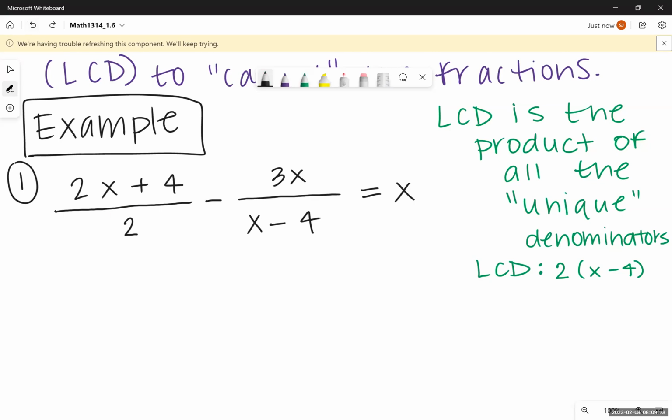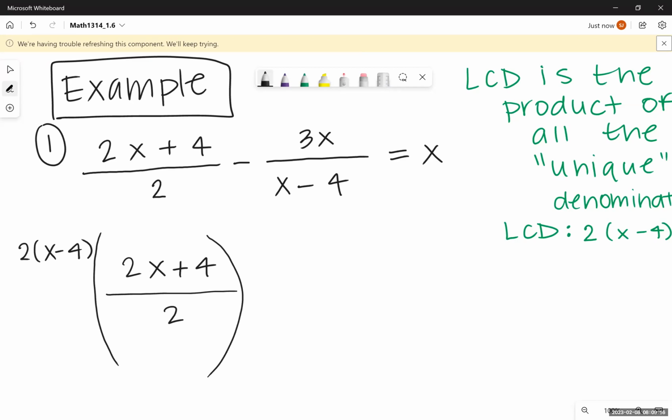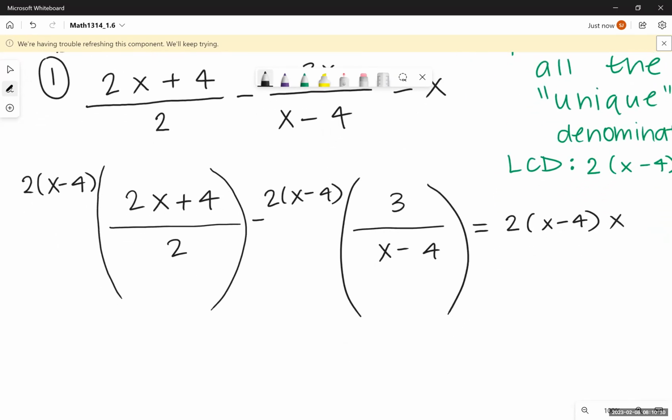Okay, so let's go ahead and start multiplying everything by this LCD. I need to scoot this up a little bit. Okay, so I'm going to have 2 open x minus 4 close, and I need to multiply it by this first term, and I am putting it inside of just big ugly parentheses. And then I have the minus sign to open x minus 4. I'm going to multiply it to this other fraction that I have. And do not forget, it said to multiply everything by the LCD. So that even means the stuff on the other side of the equal sign. So we have 2 open x minus 4 close, and then we have our x. So you find the LCD, multiply everything by the LCD.